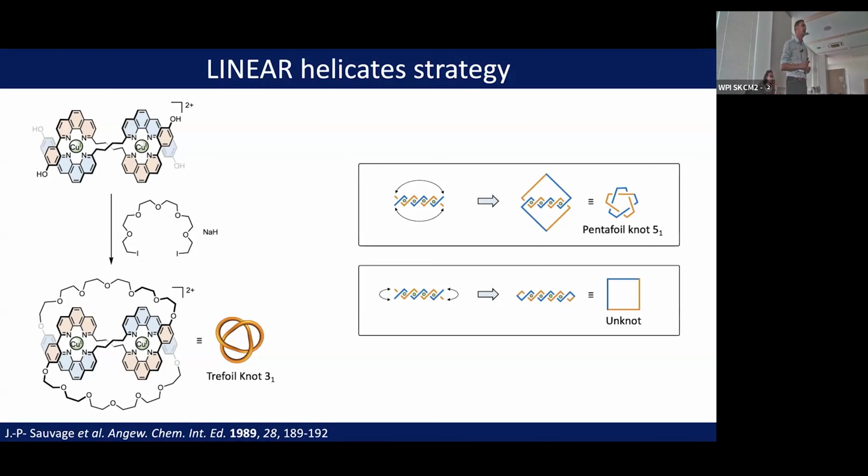Yes? Can you control the handedness? Yes, so you can. So there are examples where very simply you can introduce a chiral center somewhere in the backbone, actually by Jean-Pierre Sauvage himself, and then you can control the handedness.